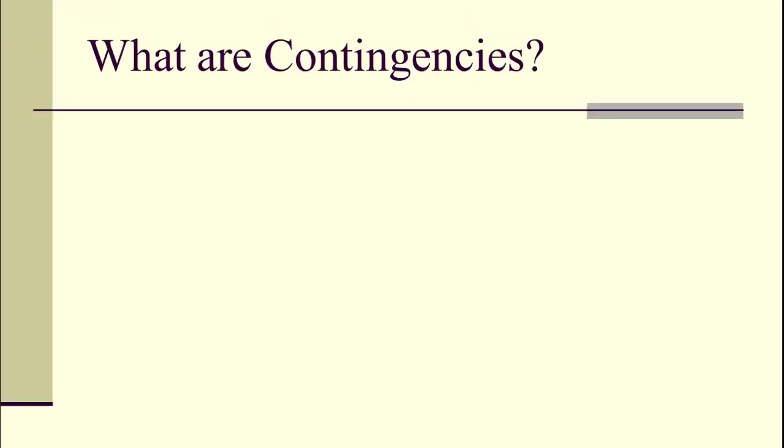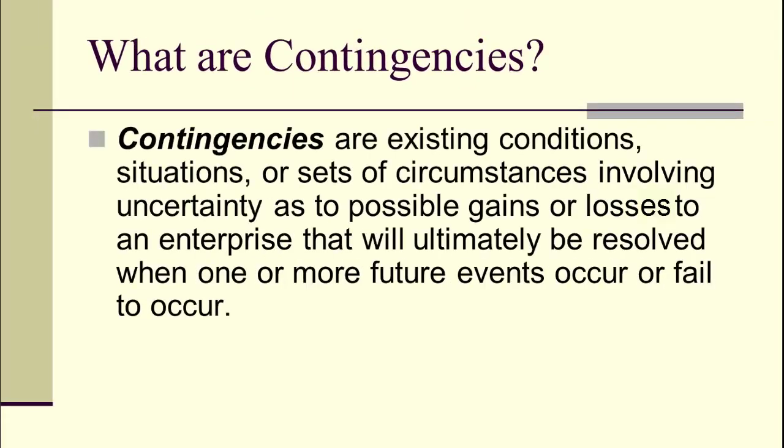But before we can do any of that, we have to talk about contingencies in general and what they really are. So let's start out by looking at a definition. Contingencies are existing conditions, situations, sets of circumstances that involve uncertainty as to possible gains or losses to an enterprise. They will ultimately be resolved when one or more future events occur or fail to occur. Wow, formal definition, isn't it?